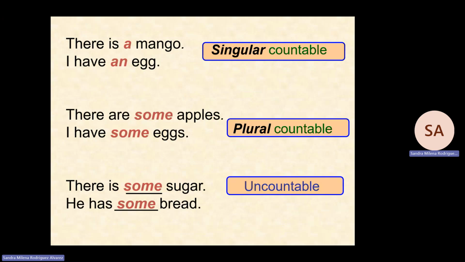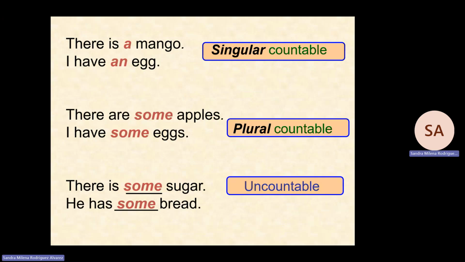Some, I use some for the nouns that are countable, but I don't wanna mention the number. I just wanna make sure that the quantity exists. For example, there is, hay algo de mango, algunos huevos. I don't wanna tell how many, but I just wanna say that there are. Okay.